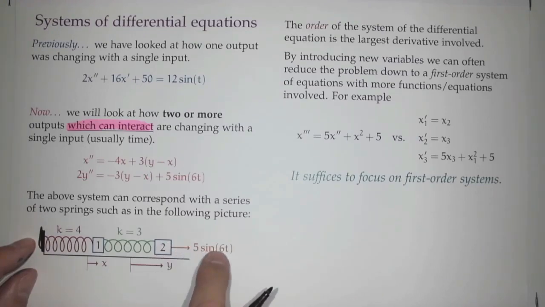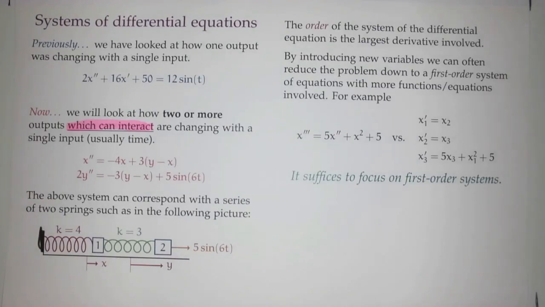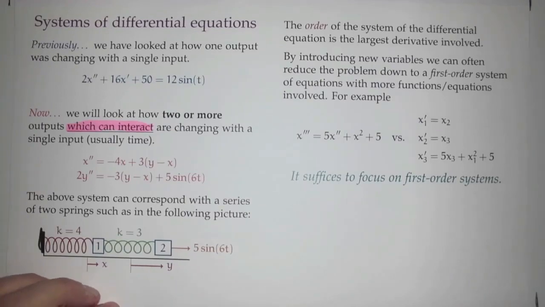And then there's something over here. The way you should think about this part is there's this external thing acting. You can think of it, maybe there's like a piston that's moving that second block around, and it's going 5 sine of 6t. That's the force that's being acted on there. An external force.